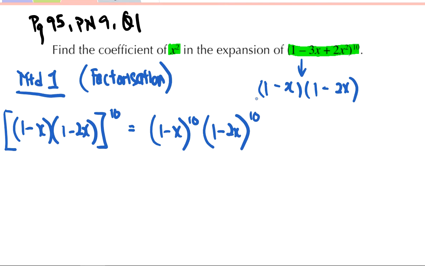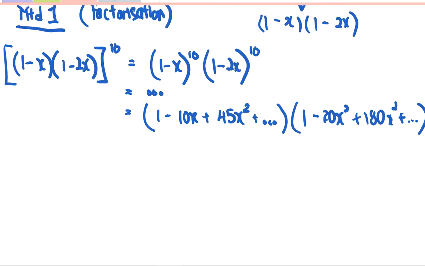To play safe, it's always good to expand everything up to x squared for each of the bracket terms, which I'm going to do right now. For each of the bracket terms with power 10, expand up to the term in x squared. I have actually skipped some of the intermediate steps, but I've shown you the expansion for each of the bracket terms of power 10 up to the term in x squared.